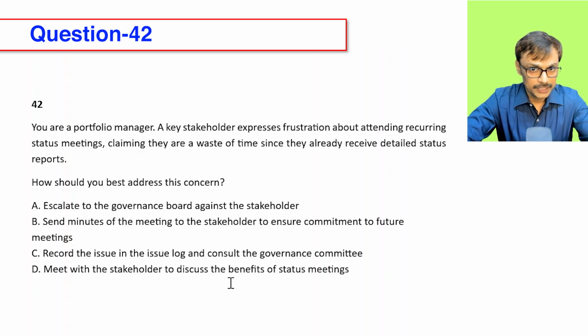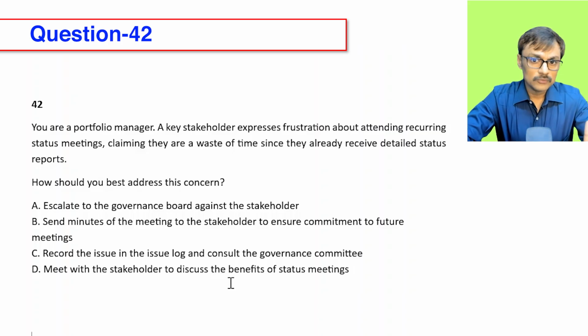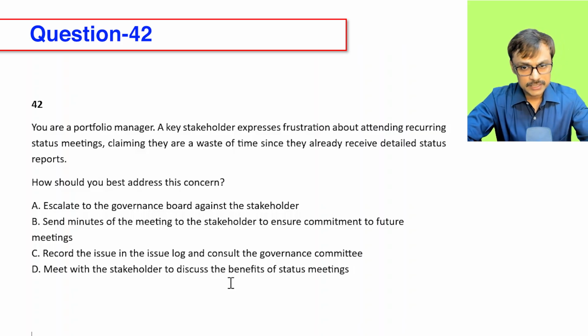Let's see, option D probably gives us some choice. Meet the stakeholder to discuss the benefits of the status meeting. Looks good. Yeah. It could have been better if we talk about that, meet the stakeholder to understand their concerns and explain the advantage and the reasoning of having all those status meetings and trying to find out how we can suit his expectations.